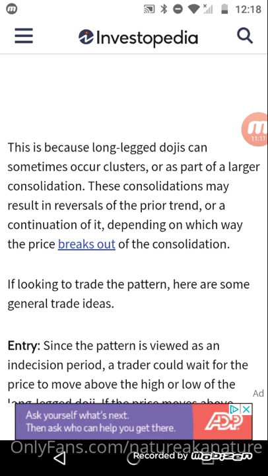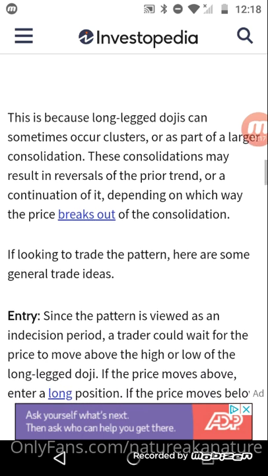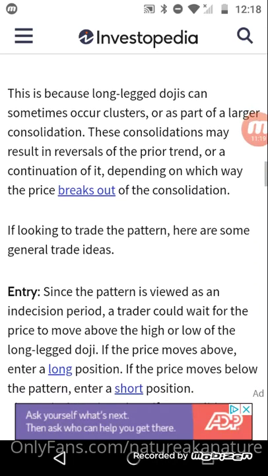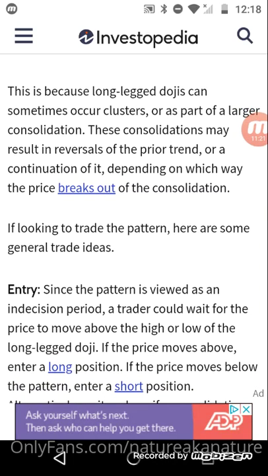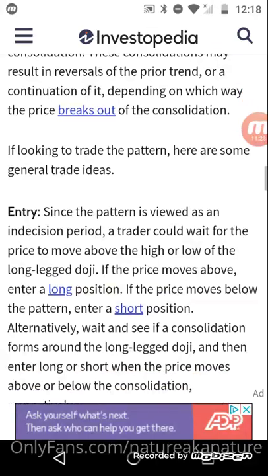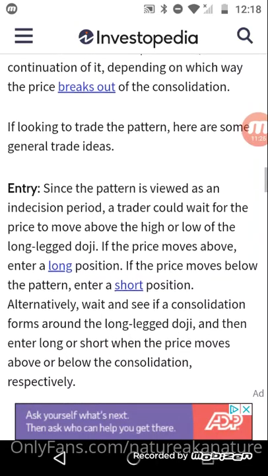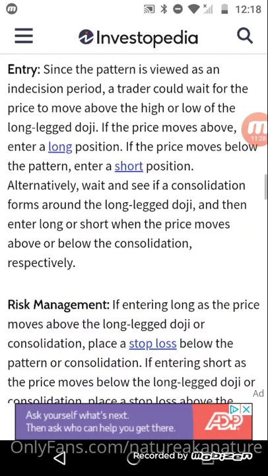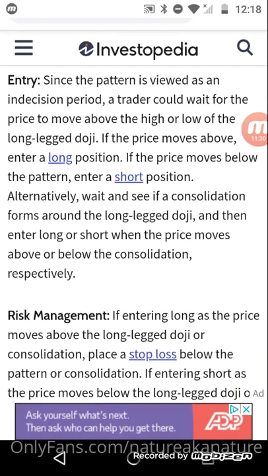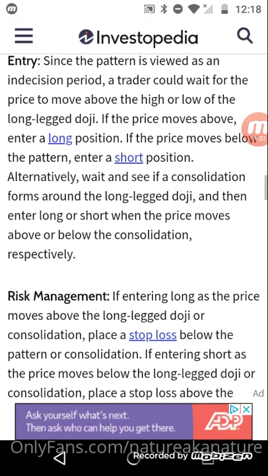If the price moves above, enter a long position. If the price moves below the pattern, enter a short position. Ultimately, wait to see if the consolidation forms around the long-legged doji, and then enter a long or short position when price moves above or below the consolidation, respectively. So risk management for this would just be like the way to see if you're going to be entering.